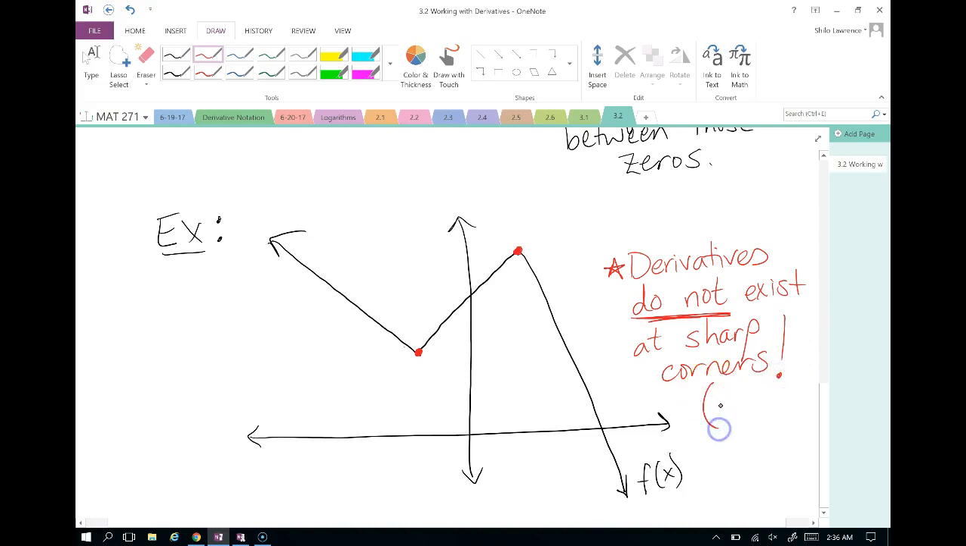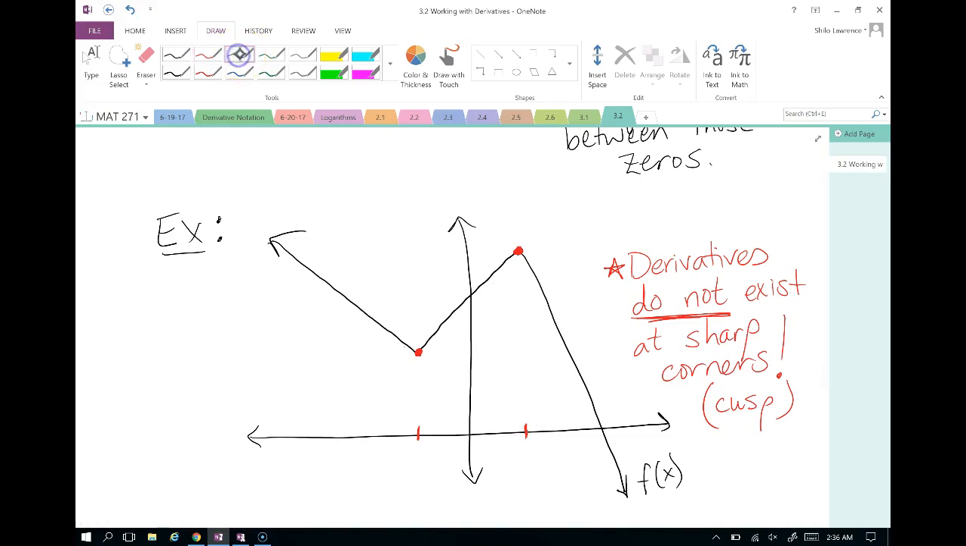And another word for sharp corners, our math word for it, is a cusp. This is a cusp. This is a cusp. And the derivative at those two spots does not exist. Which means our f prime of x graph is not going to exist at those two spots. We are not going to have a functional value for f prime there.